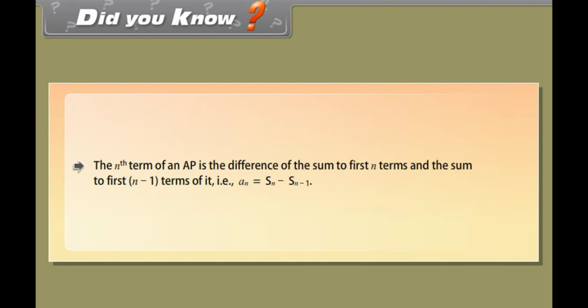Did you know? The nth term of an AP is the difference of the sum of the first n terms and the sum of the first (n minus 1) terms of it, that is, an is equal to Sn minus S(n minus 1).